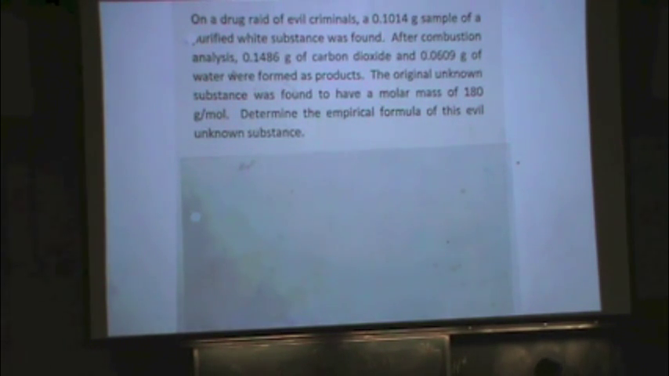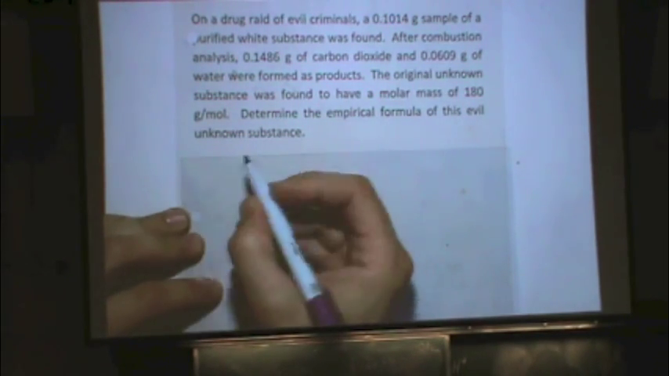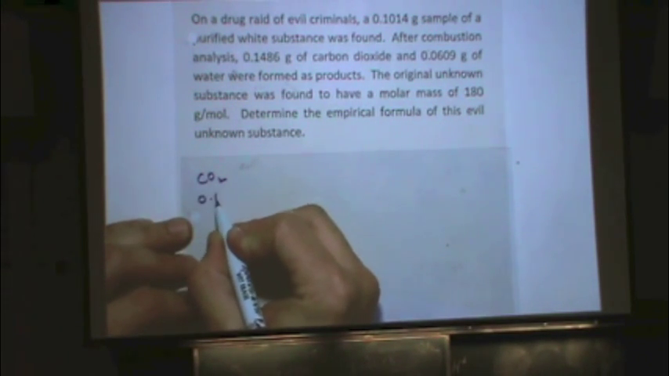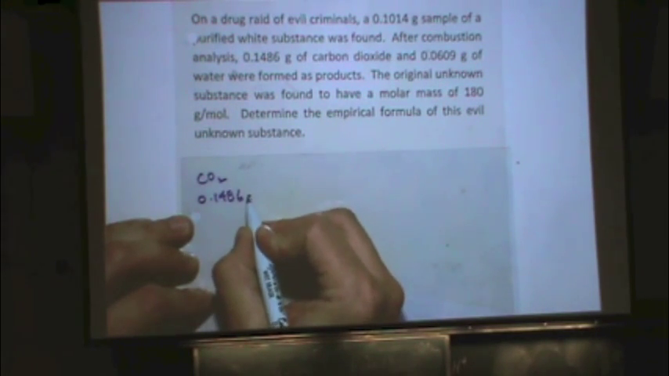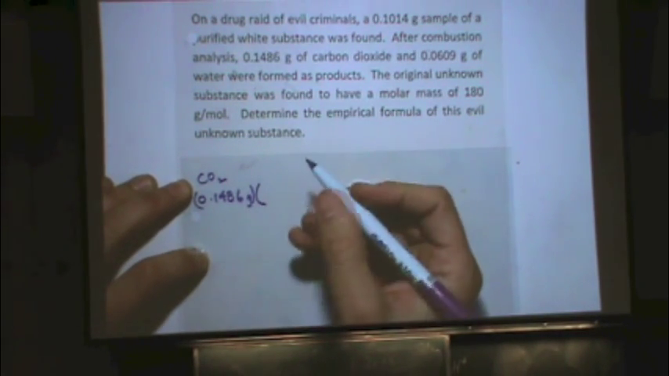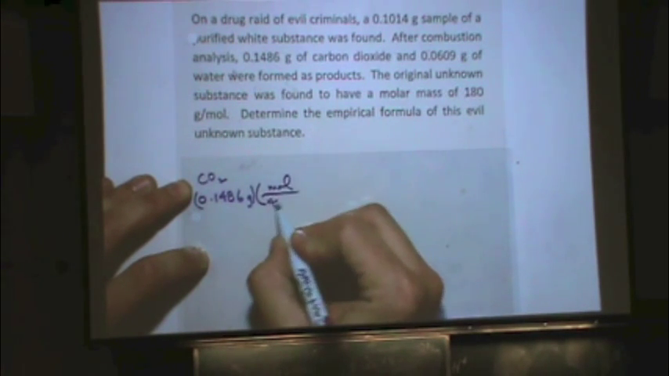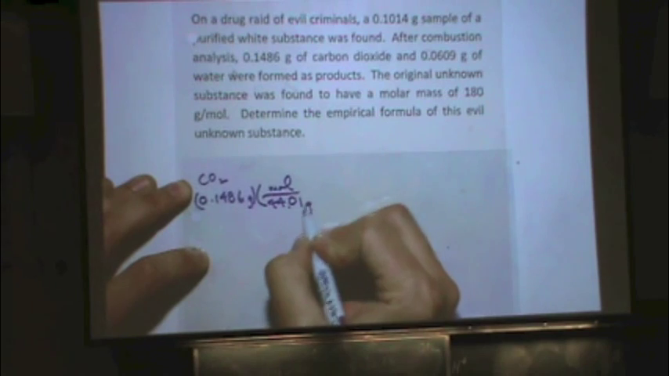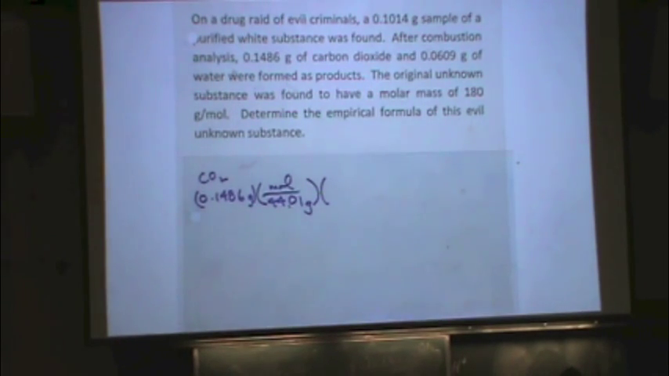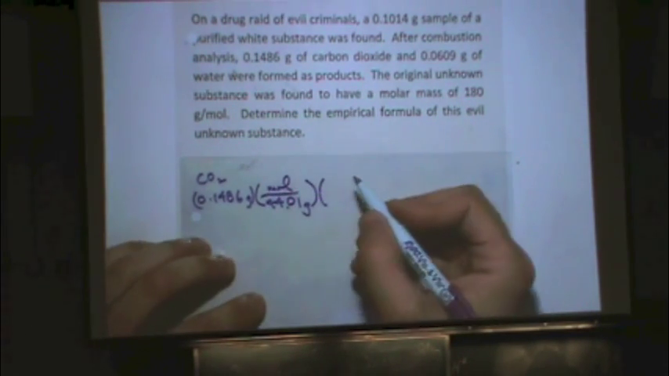Now, I'm going to follow the procedure that you saw in that flow chart we just did a moment ago. And we're starting off with, let's see, CO2. That's how much? 0.1486 grams. Okay? And so I'll do this first for CO2. Use the molar mass from the periodic table, 44.01, to convert to moles of CO2. That's my first step. The next step, you'll see in my little flow chart, is to go to moles of carbon.